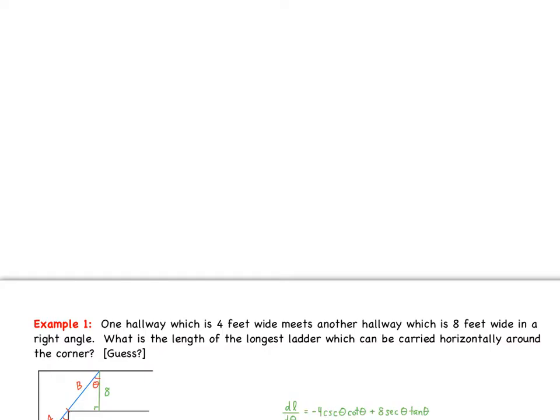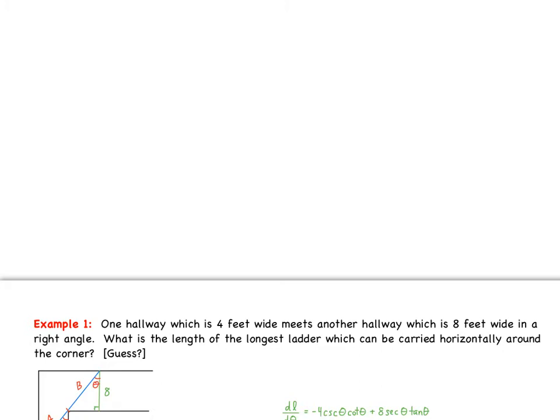Moving on to some application problems. One hallway, which is 4 feet wide, meets another hallway which is 8 feet wide in a right angle. So we'll go through that picture in just a second. What is the length of the longest ladder which can be carried horizontally around the corner?